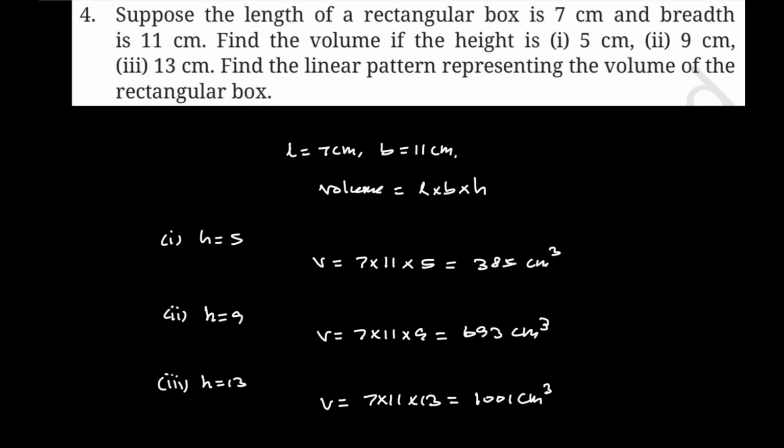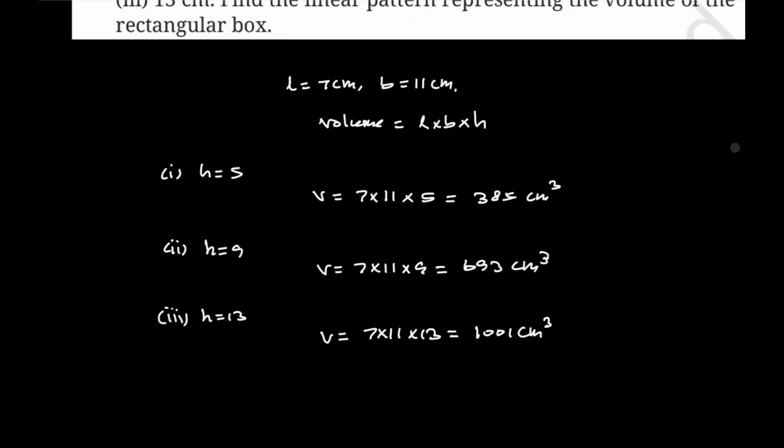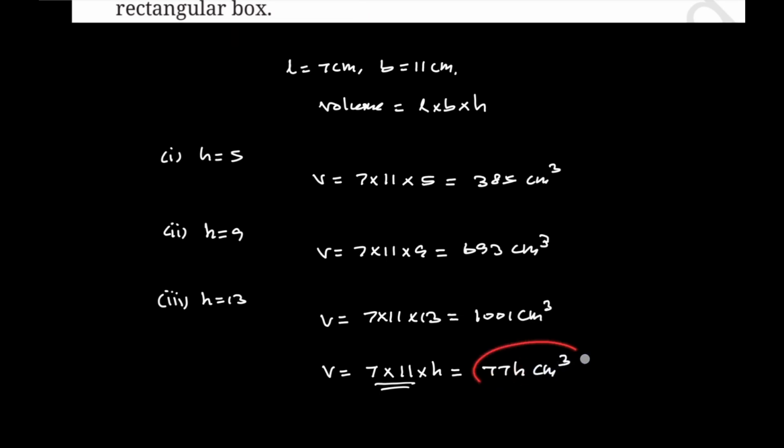Now the question is, find the linear pattern representing the volume of the rectangular box. Suppose in these three cases height is given. Suppose height is not given, we should find the volume of the rectangular box in the form of linear pattern. So volume of the rectangular box is length into breadth into height, which is 7 into 11 is 77. So 77H centimeter cube.